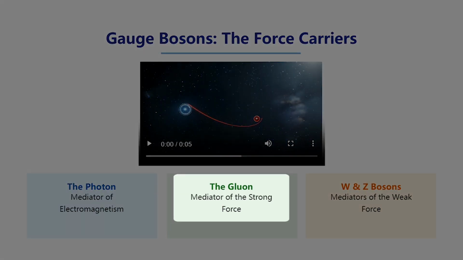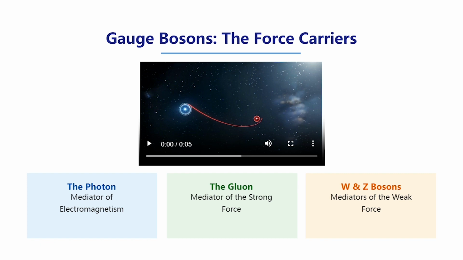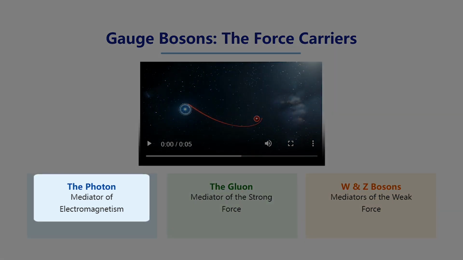Next is the gluon. As the name suggests, it acts as the glue that binds quarks together to form protons and neutrons. It mediates the strong nuclear force, which is the most powerful force in nature, though it only acts over incredibly tiny distances.